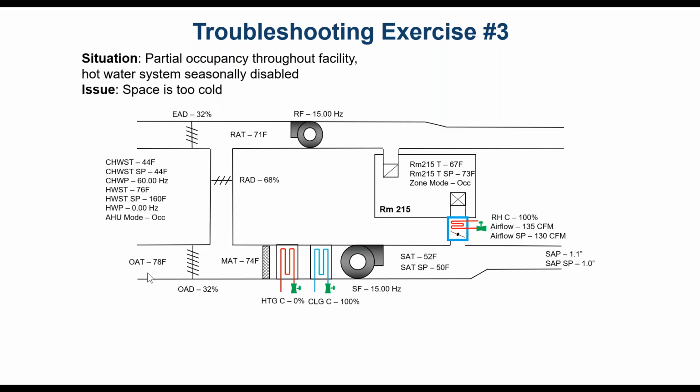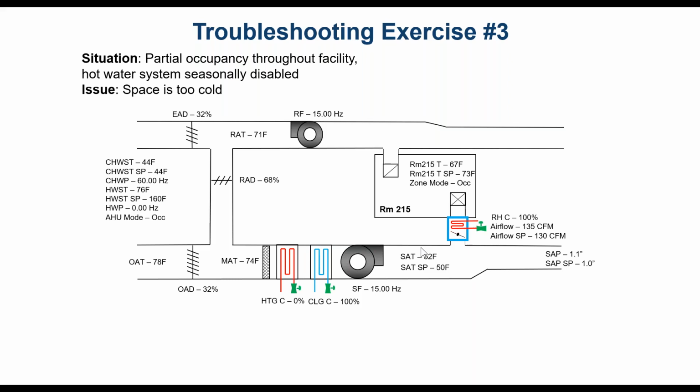All right, so step 5, what other variable could be causing this issue? Well, let me see. We're getting minimum airflow into the space. It's not as warm as we want it to be because we don't have hot water available. But how cold is it then? Well, geez, it looks like it's 52 degrees Fahrenheit. So the supply air temperature is 52 degrees Fahrenheit. Okay, so that seems pretty cold. Let's take a look at that.